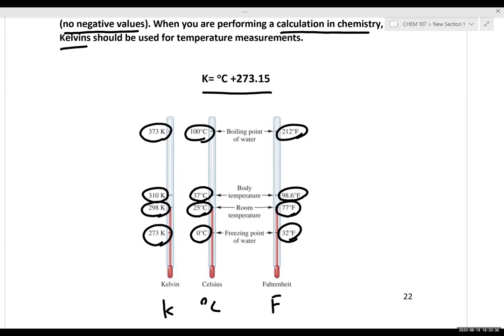So as you see, Fahrenheit, Celsius, and Kelvin are quite different, even though they're describing the same temperature. Let's practice doing some conversions.